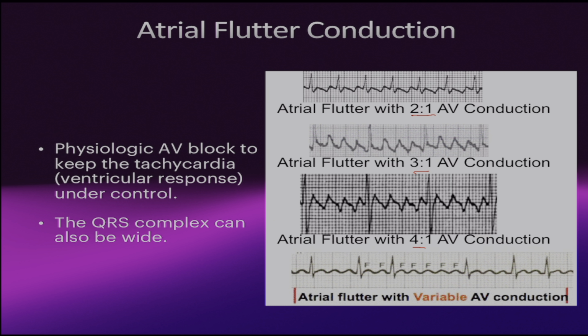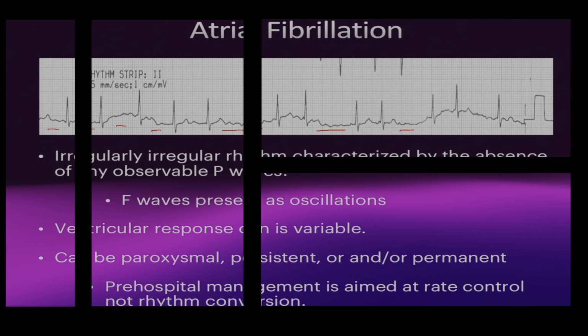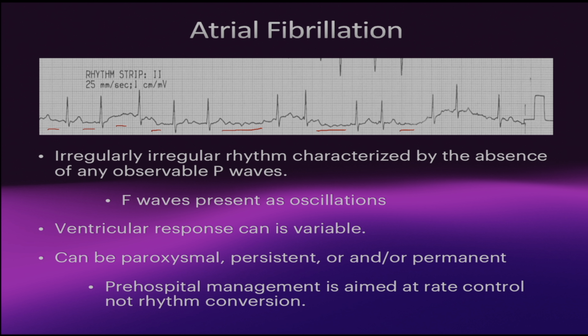What we saw on the previous screen was atrial flutter with a variable conduction where it switches back and forth, and that's just the way the AV node is sending those impulses. The last and one of the most common rhythms that we see in the field is atrial fibrillation. And this is a completely irregular rhythm that's characterized by the absence of any observable P waves. So you can see on the EKG here where I have underlined fibrillatory waves that look almost like you would see with ventricular fibrillation. They're just occurring in between QRS complexes.